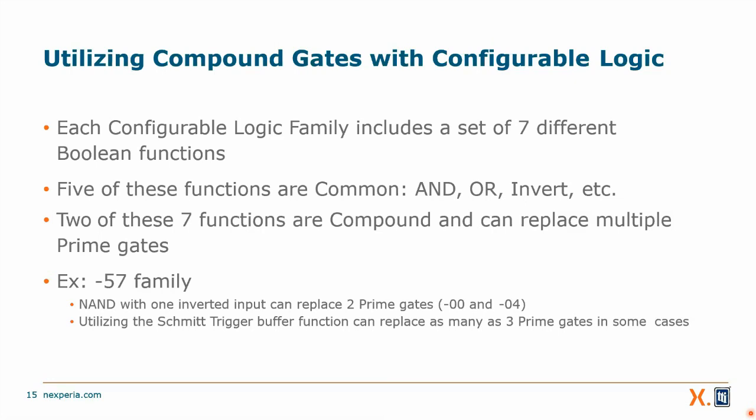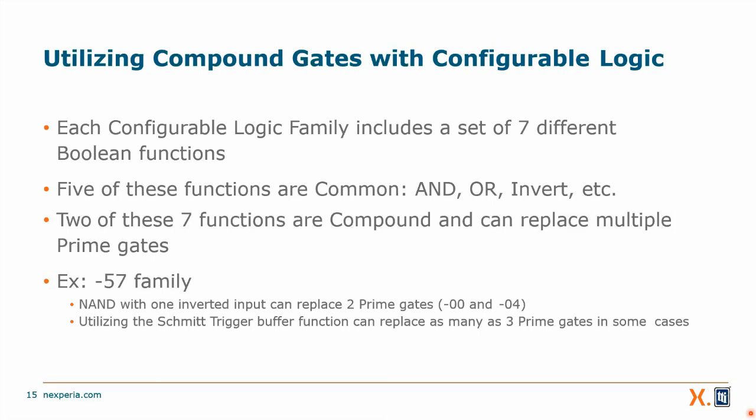5 of these functions are common, so you'll get ANDs, ORs, inverts, and things like that. However, 2 of these 7 functions are called compound, so they're a little bit unusual. One of the examples is in the 57 family, where one of the 7 functions you can configure it for is a NAND gate with 1 inverted input, which may sound really strange unless that's the function that you're implementing, in which case now it's already there.